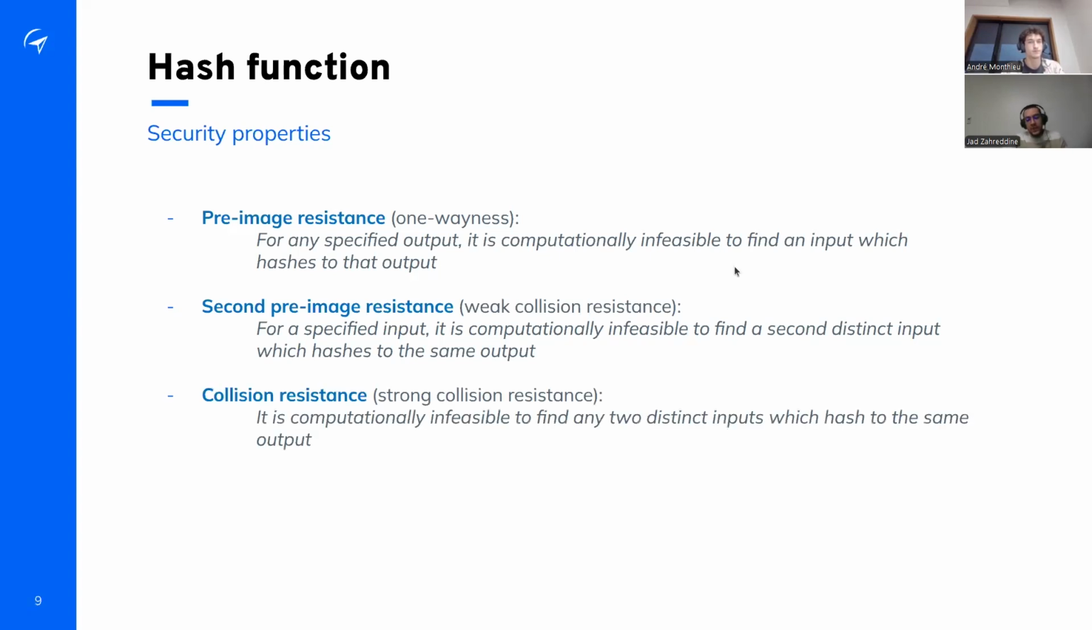And finally, we have collision resistance, or strong collision resistance, which is stated as follows. It is computationally infeasible to find any two distinct inputs which hash to the same output. So there's a little nuance between the last two security properties. In the first one, the input is specified, and in the second one, the attacker has more power as he can choose the two inputs he's going to forge.